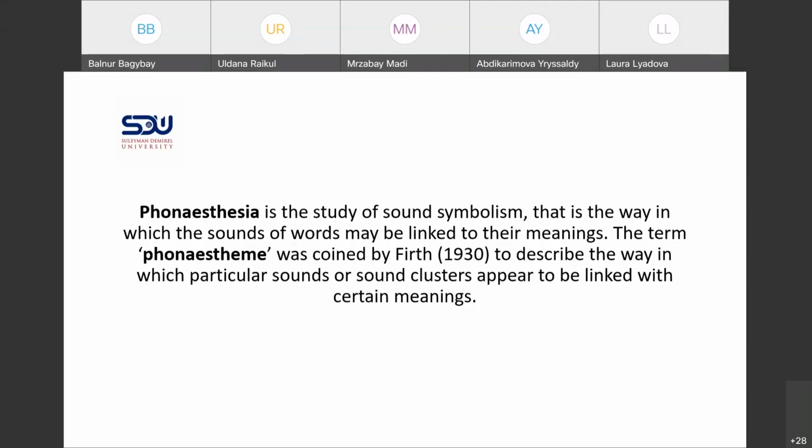Teacher, for example, I remember from Shakespeare the words starting with the GL sound, for example, glaze, glare, or glitter, as I remember. They are all connected with the eyes, something like eyes. So is it an example of phonesthesia?